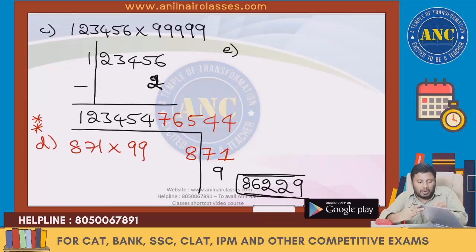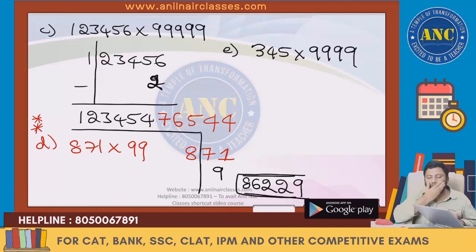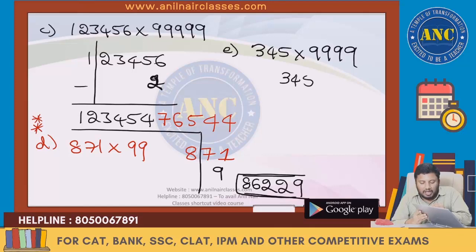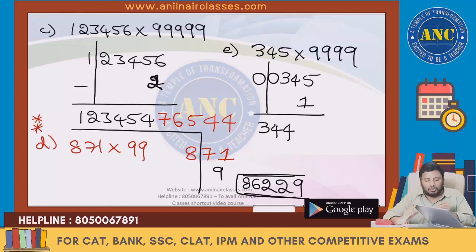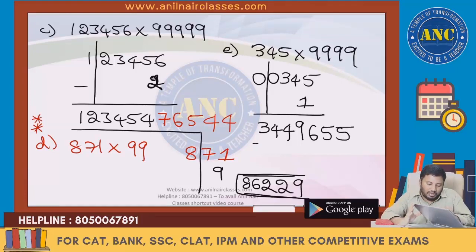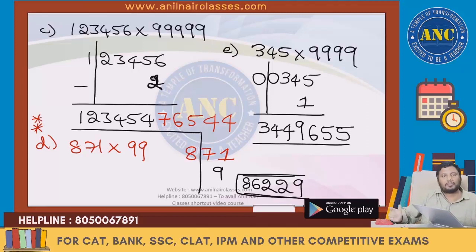One more doubt you might get. 345 into 4 nines. If the number of nines is more, 345 into 4 nines: add 2 zeros as a prefix to 345, with 4 nines. Keep a slash here. 0 plus 1 is 1. 345 minus 1 is 344. 9 minus 0, 9. 9 minus 3, 6. 9 minus 4, 5. 10 minus 5, 5. I hope the idea is clear.